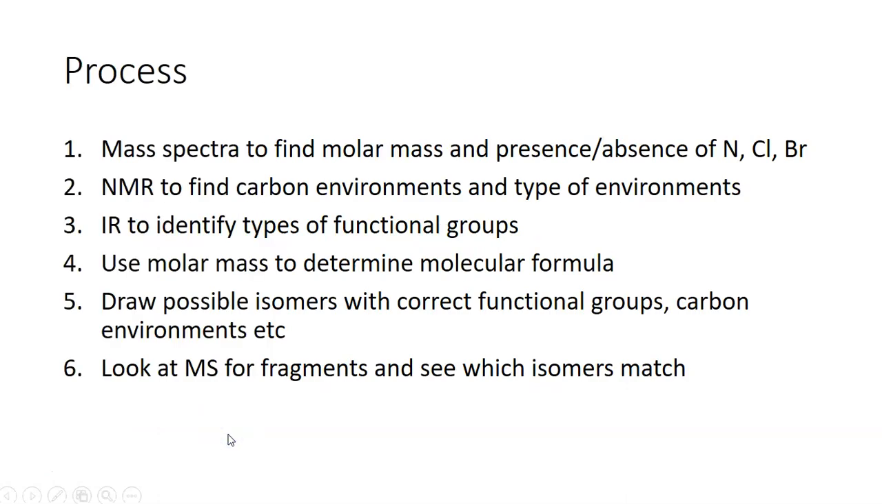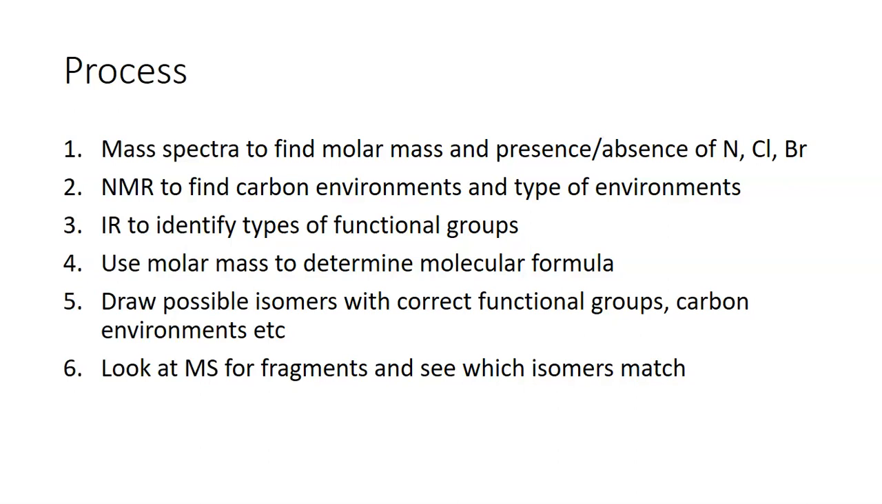The process that I follow, the way I do it, is to start by looking at the mass spectrum. The molecular ion peak in particular tells you what the molar mass is, and if you've got an odd number, tells you if you've got nitrogen present. The presence of isotope peaks also tells you if you've got chlorine or bromine present. Then I look at the NMR, and the NMR tells me how many carbon environments I've got and what type of things are present. I'm going to look at the IR spectrum, and that's going to tell me what functional groups I've got.